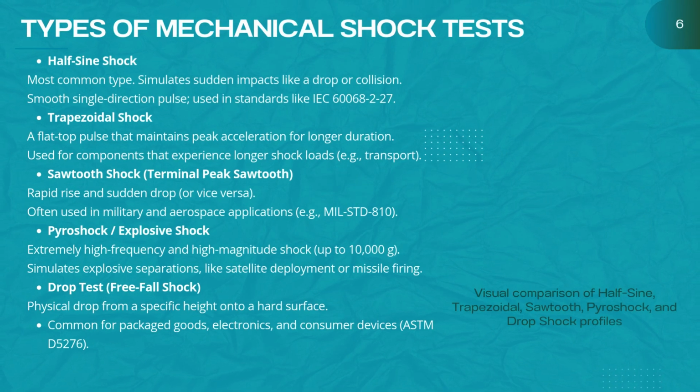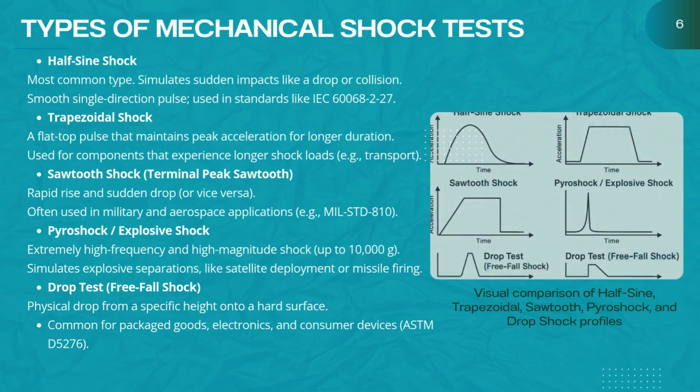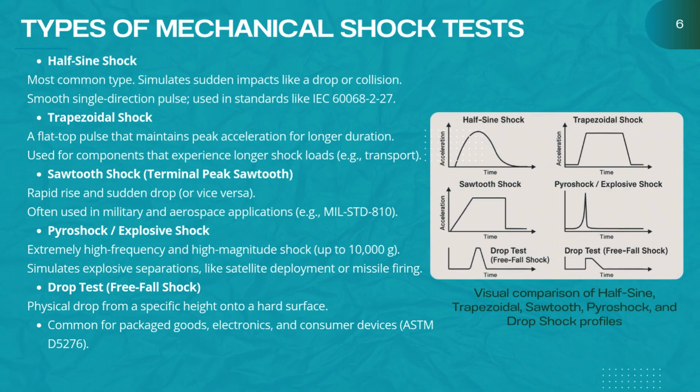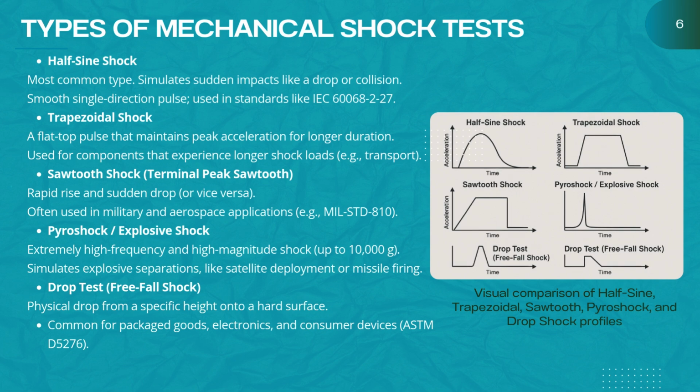Now let's take a look at the different types of mechanical shock tests. These tests simulate various real-world impact conditions to ensure that products can withstand shocks during transport, operation, or even extreme events like explosions. Half-sine shock is the most standard test, simulating a smooth, sudden impact like a drop or collision.